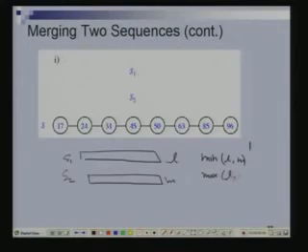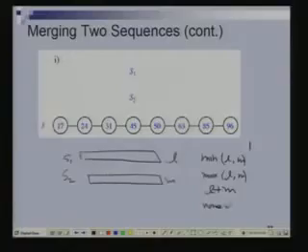max of L comma M, what else? L plus M. Is there anything else left? None of the above, okay? None of the above.